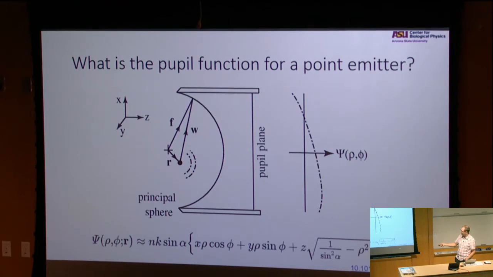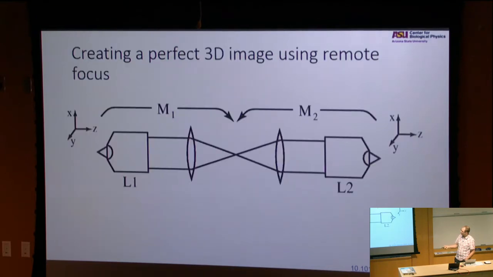And so this was all published. The images I'm showing here are from a paper by Botcherby, Wilson, and Booth. And so they just derived this in the geometric sense. They asked, if I have a point emitter that's emitting a perfect spherical wave, and I model my microscope objective as this perfect lens, what do I get? This was their approximation. They then asked, okay, how do I turn it around and make a perfect copy of what was here over here?